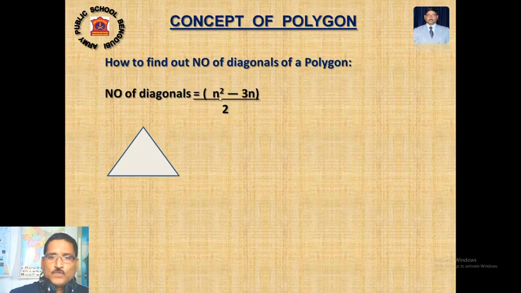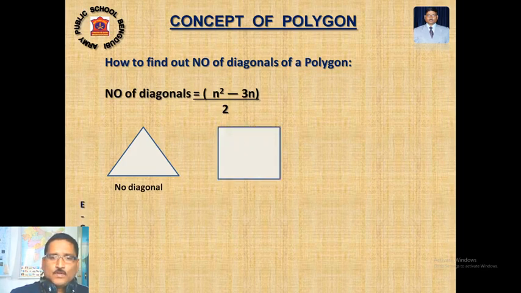How? 3 square, minus 3n, where n is equal to 3. 3 square is 9. 9 minus 3 into n is 9. 9 minus 9 is equal to 0. 0 divided by 2 equals 0. So in case of triangle, there is no diagonal. Are you clear? Now, what about the square?